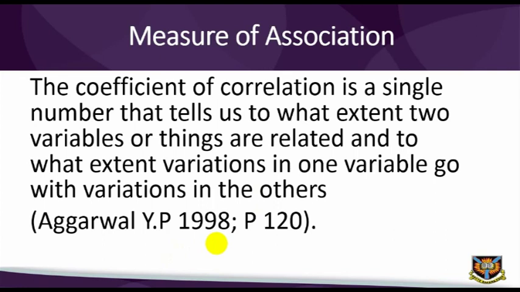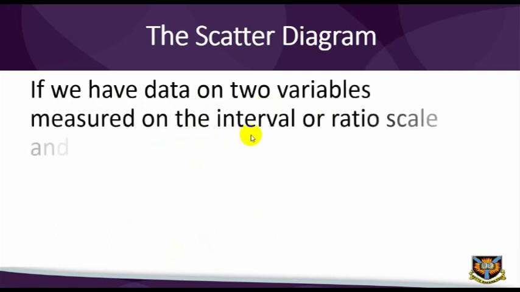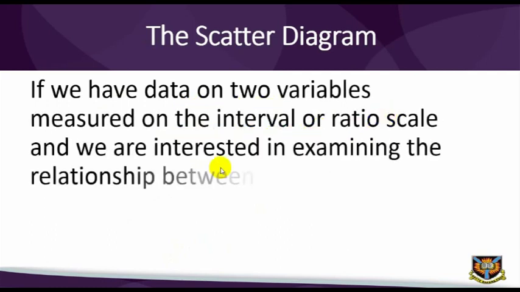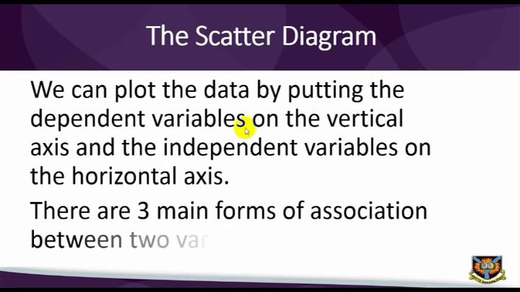The scatter diagram. If we have data on two variables measured on the interval or ratio scale and we are interested in examining the relationship between them, we can plot the data by putting the dependent variable on the vertical axis and the independent variable on the horizontal axis. The resulting plot is what we call the scatter diagram. It gives a clear picture of the direction of the relationship between the two variables.